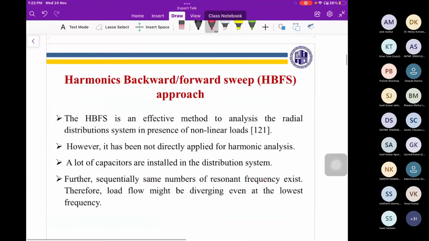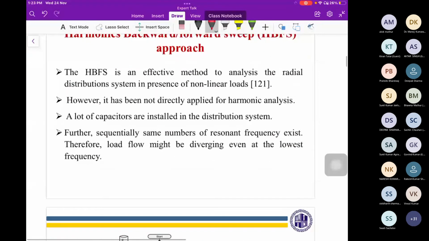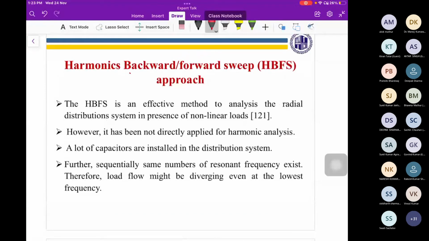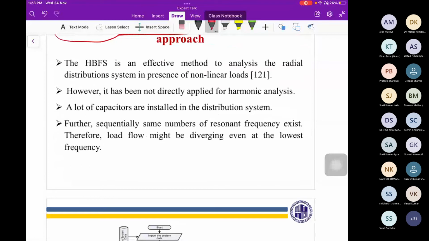And in this condition, we use the backward forward sweep load flow algorithm as it is. But the problem is that we require harmonic analysis. So what are harmonics? Harmonics are multiples of the fundamental frequency. For example, the third harmonic will be there, fifth, seventh, and ninth, and the fundamental frequency is the first, which we can say is 50 Hz. And the backward forward analysis we did previously for the fundamental frequency.